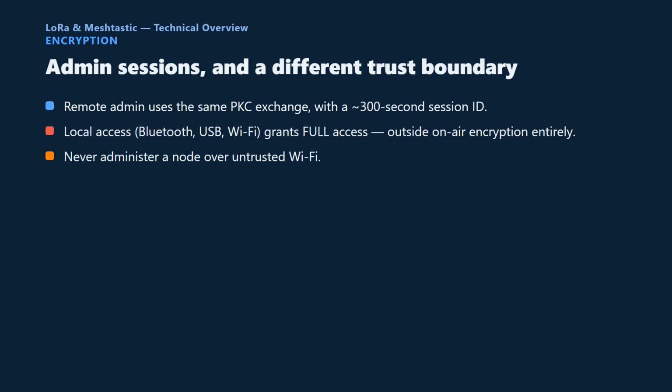Meshtastic's own technical reference says plainly that a device's local API, Bluetooth, USB serial, or Wi-Fi grants full access to configuration, keys, and decrypted traffic, entirely outside the on-air encryption model. The docs explicitly warn against administering a node over untrusted Wi-Fi for exactly this reason. Physical and Bluetooth security of the device matters as much as the radio link.